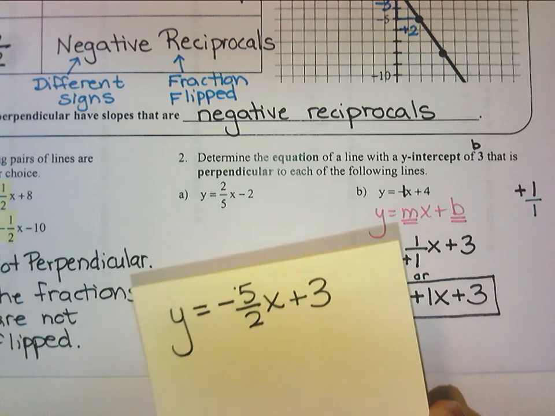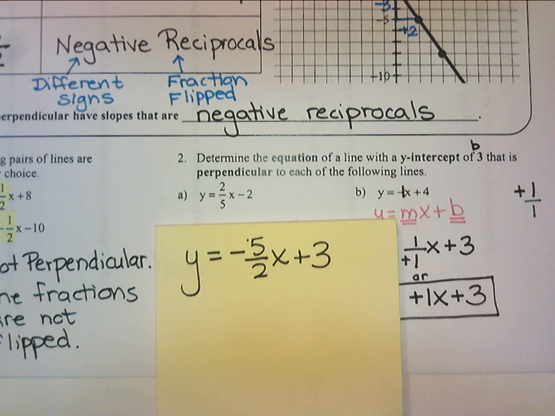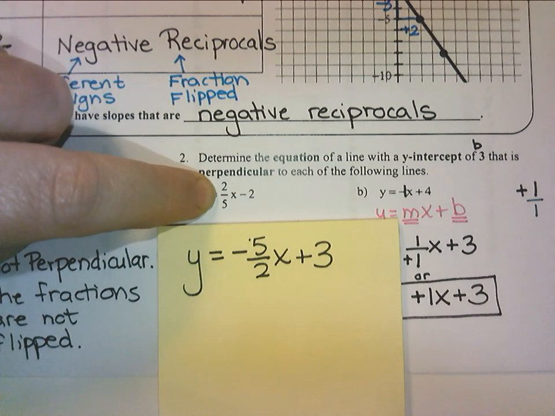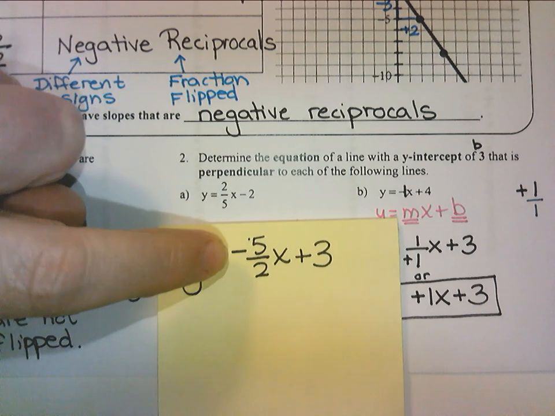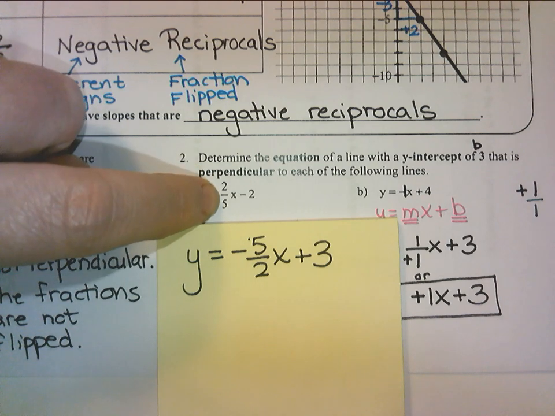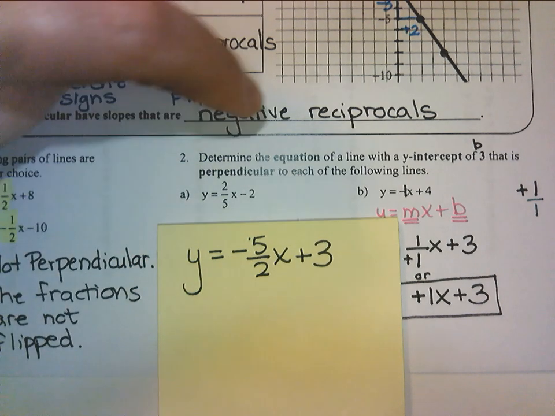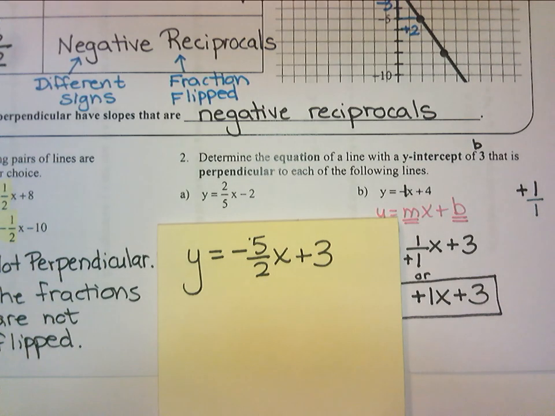Okay, so for this one, I got y equals -5/2x plus 3. So you needed to change the sign, so I made it negative. And then the 2/5, I flipped it over to get 5/2x. And then I used the y-intercept that was given in the question, which was plus 3. Okay, there are some practice questions there for you to try on parallel and perpendicular lines.